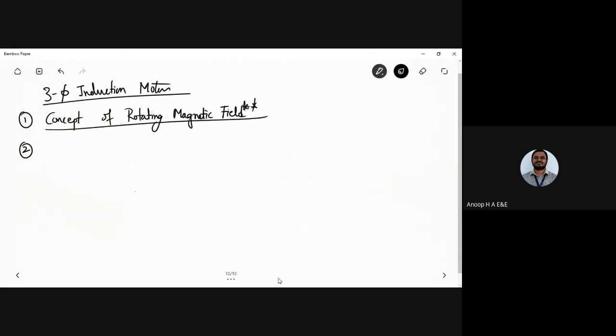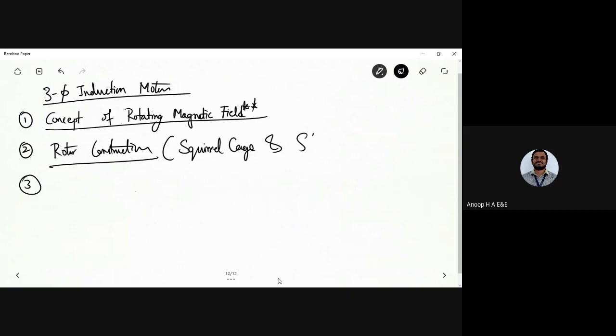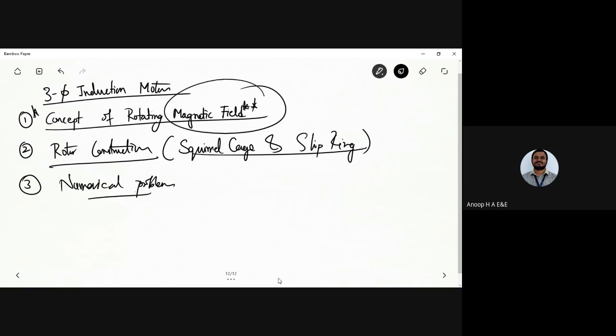And next one, we have got the rotor construction. So that is one important thing. We have got slip ring induction motor and squirrel cage induction motor. Next we have got some simple numerical problems which you can easily understand. Okay, so this is a derivation which will be asked.